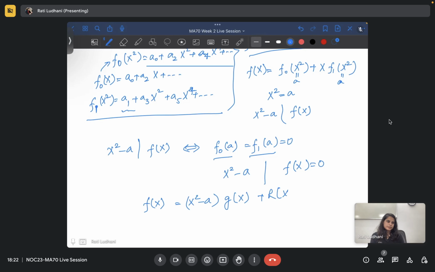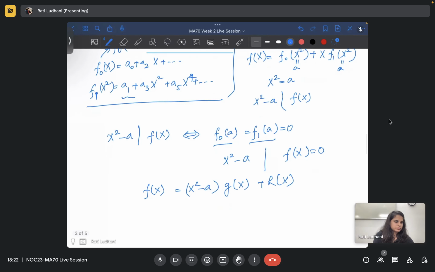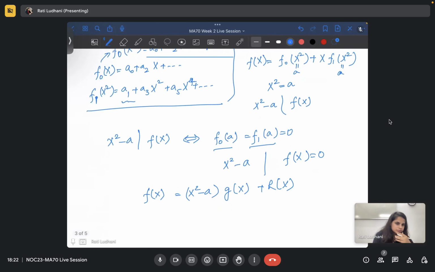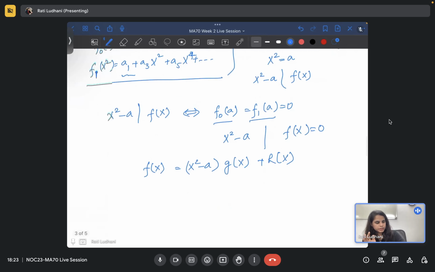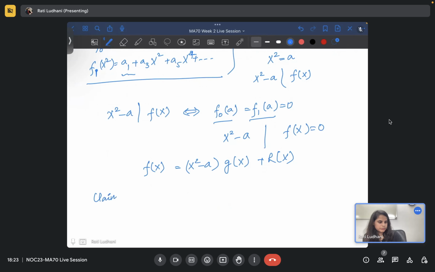So when we replace it in this expression, f0 plus x f1, that is all equal to 0. Now the f0 part is of even degrees, and the x f1 part is of odd degrees. So if it is equal to 0, then both of them have to be 0 separately. So all of the coefficients should be 0.